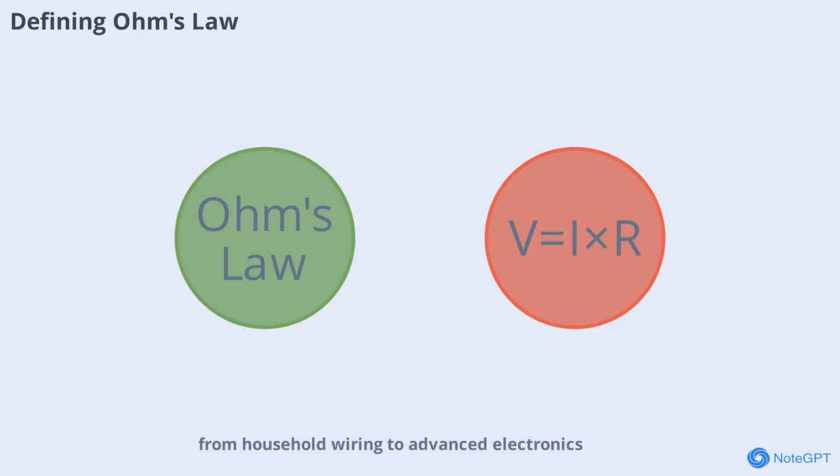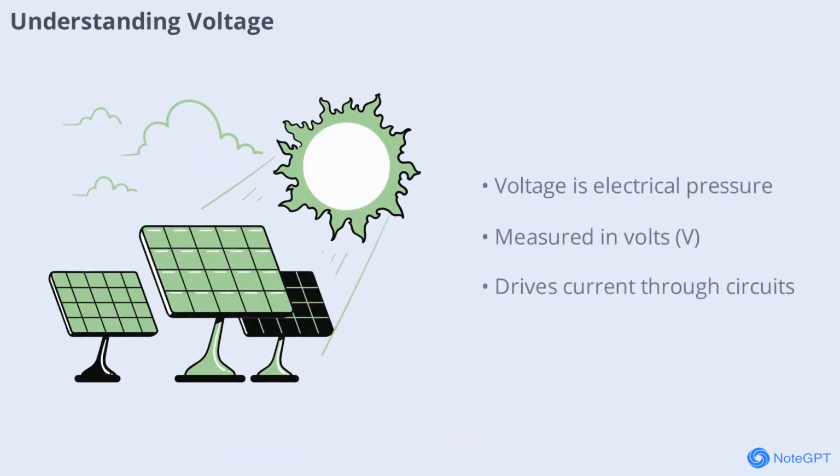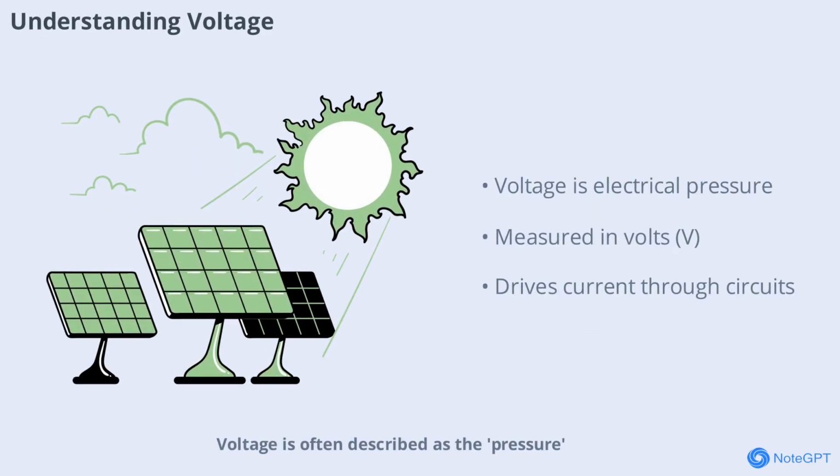Voltage is often described as the pressure that pushes electric charges through a conductor. Imagine water flowing through a pipe. The higher the pressure, the more water flows. Similarly, higher voltage means more electrical current can move through a circuit. Voltage is measured in volts (V) and is a crucial part of Ohm's law. It determines how much energy each charge carries as it moves. Understanding voltage helps us grasp why some devices need batteries of different sizes or why certain appliances require specific power sources.